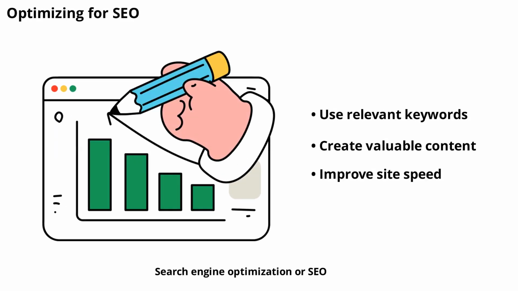Search engine optimization, or SEO, helps your website appear in search results when people look for topics related to your brand. Use relevant keywords in your website content, meta descriptions, and titles. Create high-quality, valuable content that answers your audience's questions. Optimize your site's loading speed and ensure it's mobile-friendly. Good SEO practices will drive organic traffic to your site and increase your brand's visibility online.